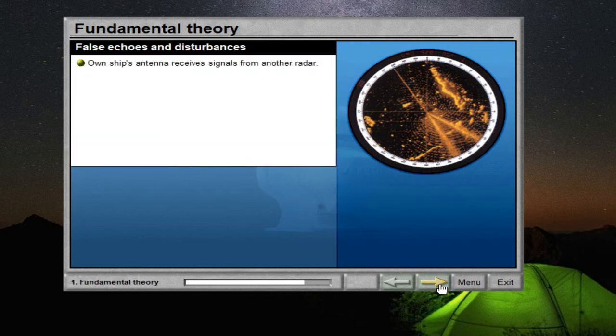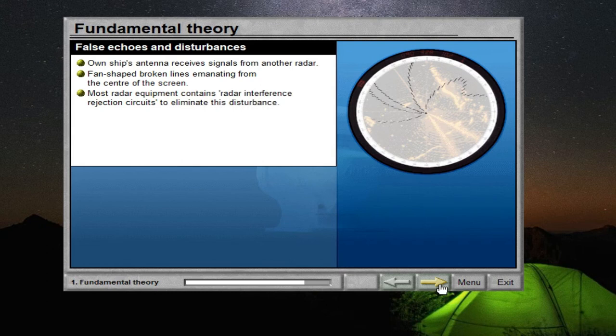Radar interference will occur most frequently when own ship's antenna receives signals from another radar. These disturbances often take the form of fan-shaped broken lines, emanating from the centre of the screen. Most radar equipment contains radar interference rejection circuits to eliminate this disturbance.